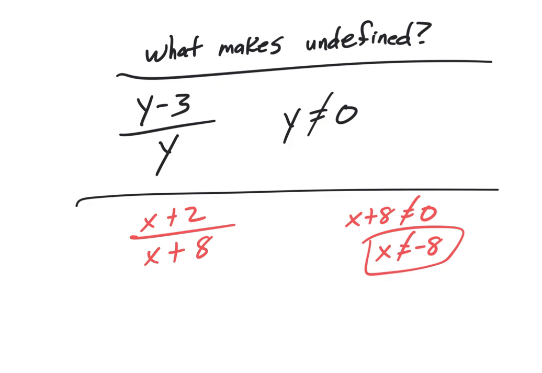It's okay to have 0 on top. So I don't have to do anything with the x plus 2. Okay, there's nothing wrong with that. The x plus 8 on bottom is the one that causes issues. Okay, so it's really just the denominator that we got to pay attention to when we do this.